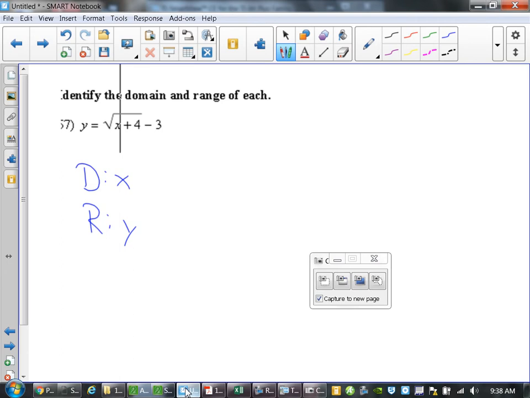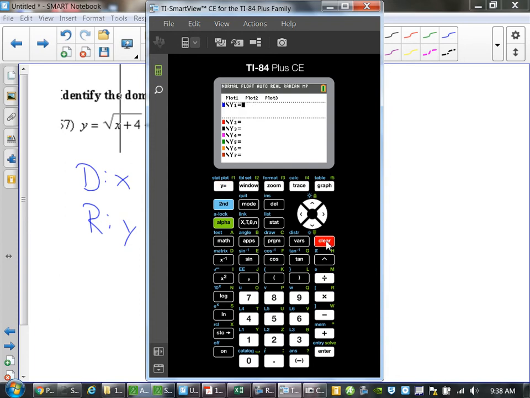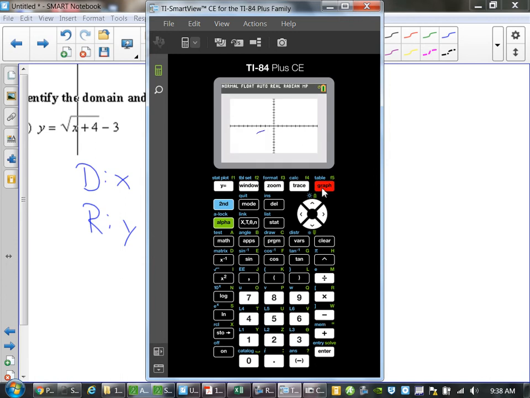So if I go to my graph and I type in my y equals, we have the square root of x plus 4, get out of the square root, and was it minus 3? Okay, thank you. And I'm just going to look at my graph real quick. It's the square root graph, so the square root graph looks like that.